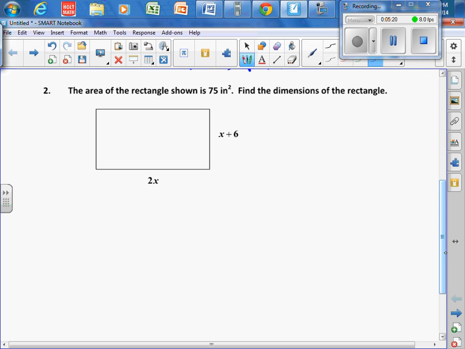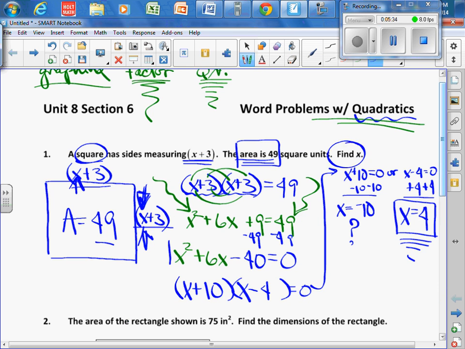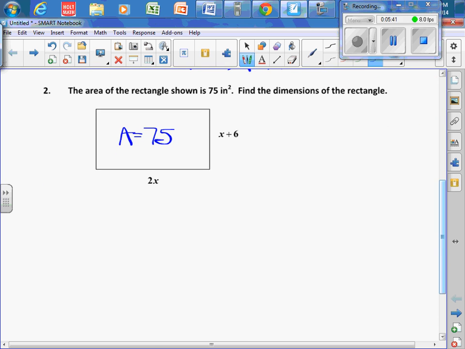Number 2. The area of the rectangle shown is 75 inches squared, so this area is 75. Find the dimensions. Now this one says find the dimensions. Up here it said to do what? Find x. Always make sure you're concentrating on what it is you're supposed to do in a problem, right? So how would you find the area of any rectangle? We're going to take the length times the width.